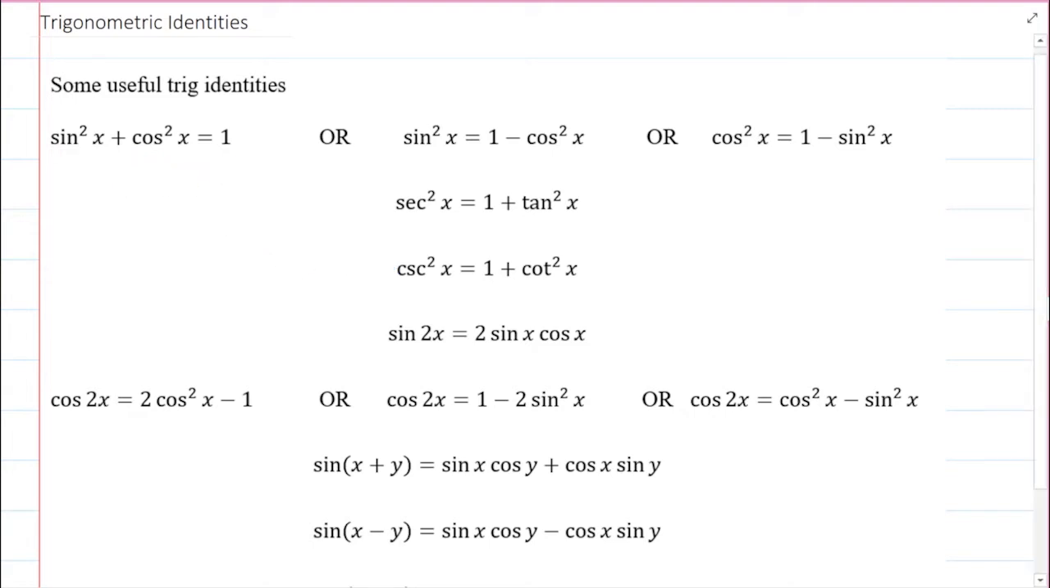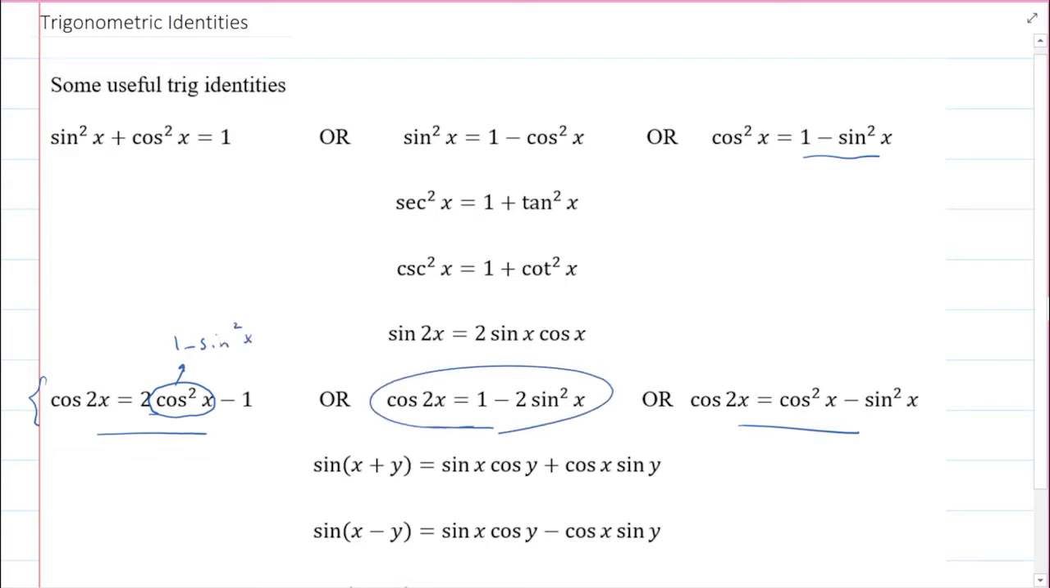Now, this one is the double angle identity for sine, which is 2 sine x cosine x. And these three are double angle identities for cosine. So for double angle cosine, we actually have 3 different identities, and you can easily prove one from the others. For example, from this one, we can substitute this cosine squared from here, 1 minus sine squared x, and that gives us this identity. So as I said, you can easily convert them.